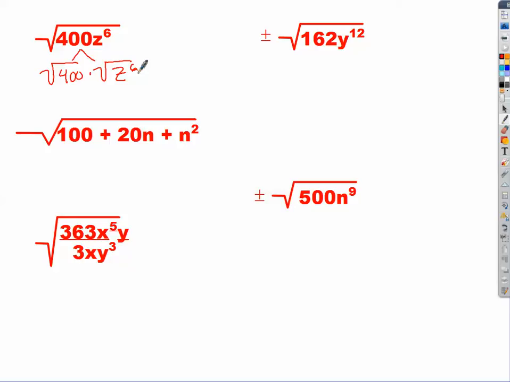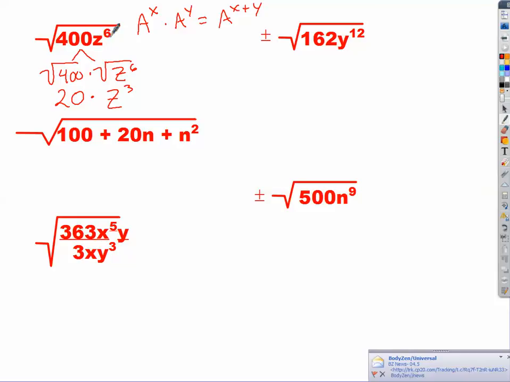No big deal. So now, what times itself is 400? 20. So we have 20 times, well, what times itself is equal to z to the 6th? Yeah, you're right, z to the 3rd. Because you'll remember that when you're multiplying things with the same base, if you have a to the x times a to the y, you're going to end up with a to the x plus y power. And so the square root of z to the 6th is z to the 3rd, because z to the 3rd times z to the 3rd is z to the 6th. So the answer to the square root of 400 z to the 6th is simply 20 z to the 3rd.